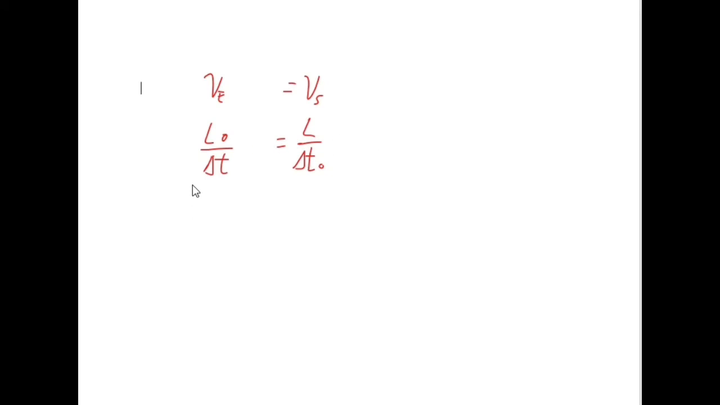So, let's derive an equation for L. Since we are looking for L, let's multiply everything by delta T0. Our L now becomes L0 delta T0 divided by delta T. So, this is our equation for the length measured by the astronaut.